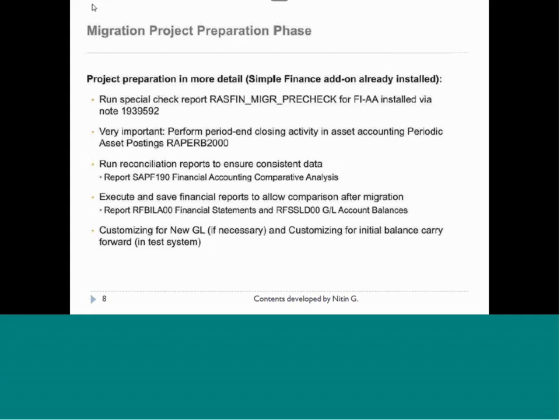Customization for new GL if necessary, because in case you are on classic GL you have to do customization for new GL and customization for initial balance carry forward in the test system. So you have to do some basic customization in your sandbox or whatever system you are using. So there are 4 or 5 special checks you have to execute before you start the migration process. These are the pre-checks you have to do. Any questions?